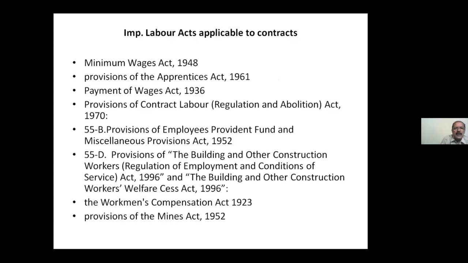Some important labor acts I have mentioned. In this, I request you to concentrate on this 55D. You may get an objective type question: what is the percentage of cess to be recovered under this particular 55D? That is called the Building and Other Construction Workers Welfare Cess Act. It has been there since 1996. This is now in GCC under clause number 55D, this provision, which is labor legislation.